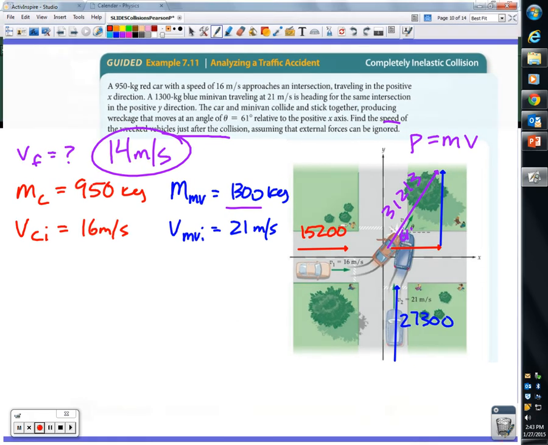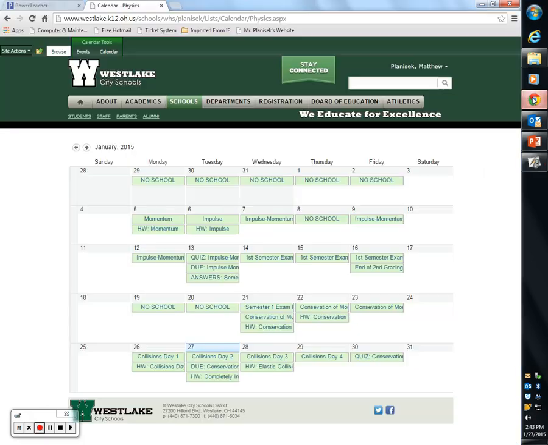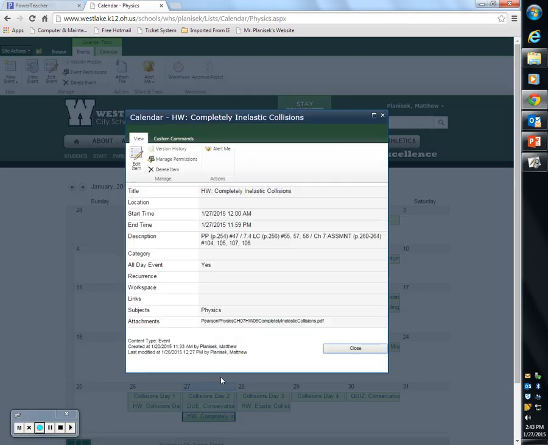Okay. Just to finish this up, calendar-wise, there is a homework assignment on the calendar for tonight. It is labeled as completely inelastic collisions. So all the problems on the homework assignment for tonight are similar to one of the two example problems that we did in class: either one-dimensional problems like we did with the football player, or two-dimensional problems like we did with the cars. Okay. Answers are posted down here at the bottom, so they're there for you. Okay. If you'd like to work on those.